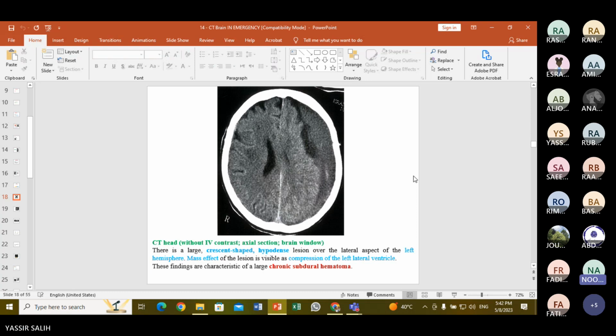There is a hypodense lesion in the left side, and there is midline shift to the right side.